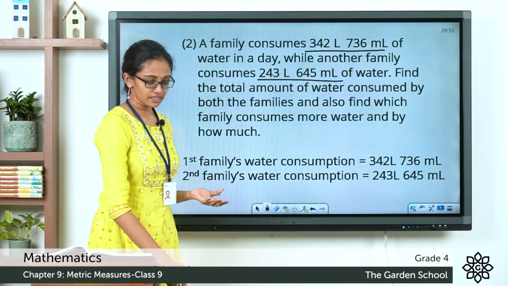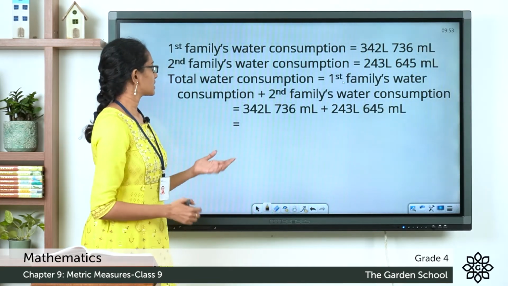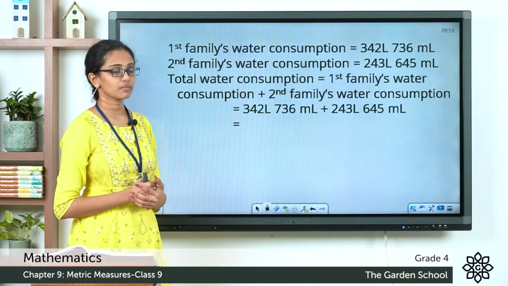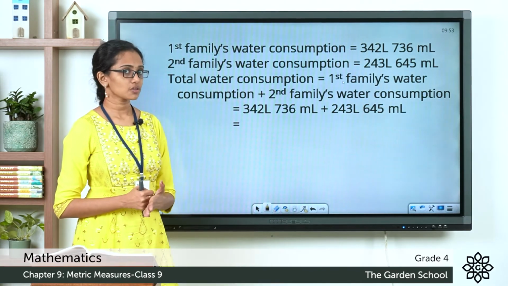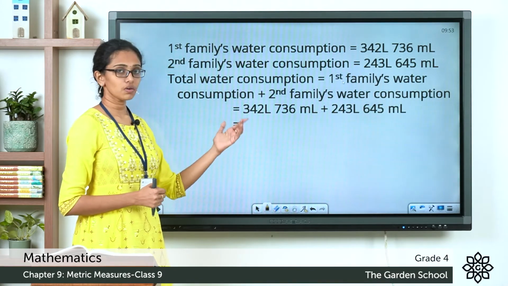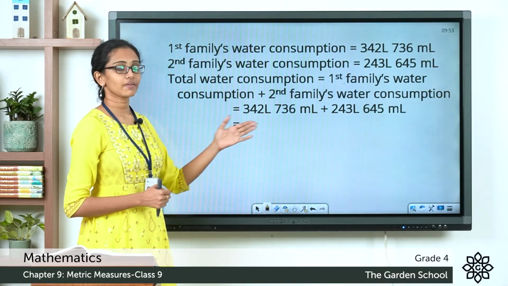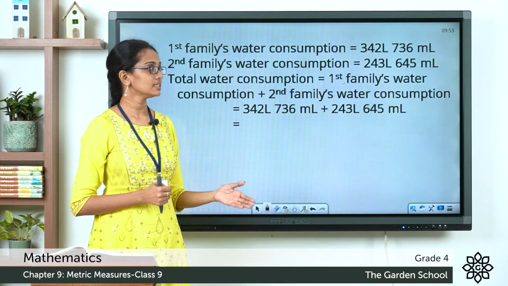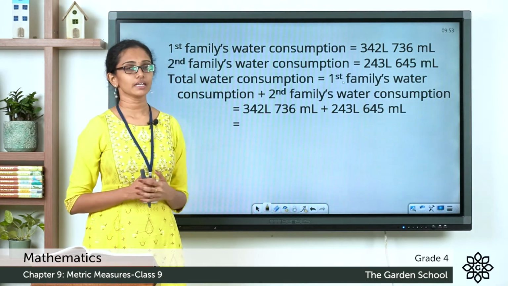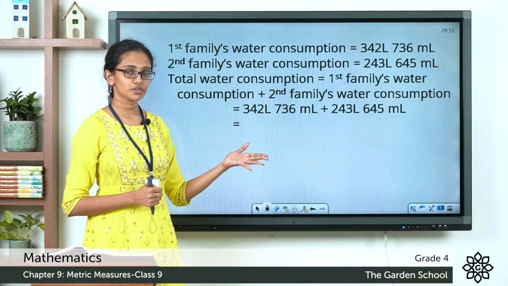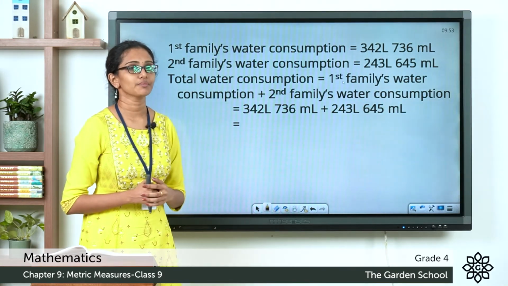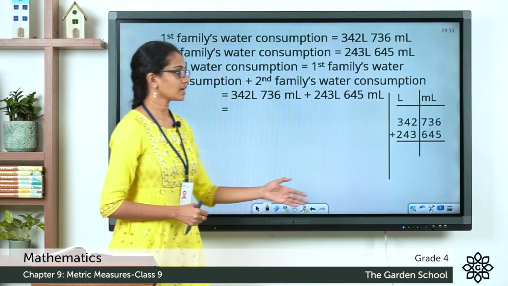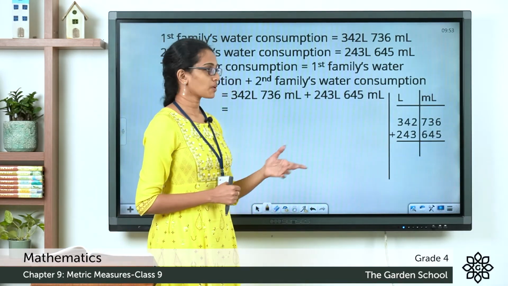Now let's find out the total water consumption. It is equal to first family's water consumption plus second family's water consumption. So substituting the measurements here, we have 342 liters, 736 milliliters plus 243 liters, 645 milliliters. Now we have to add the measurements after writing them in proper columns of units. So let's do that within the working column. Here we have the measurements written in the proper columns.